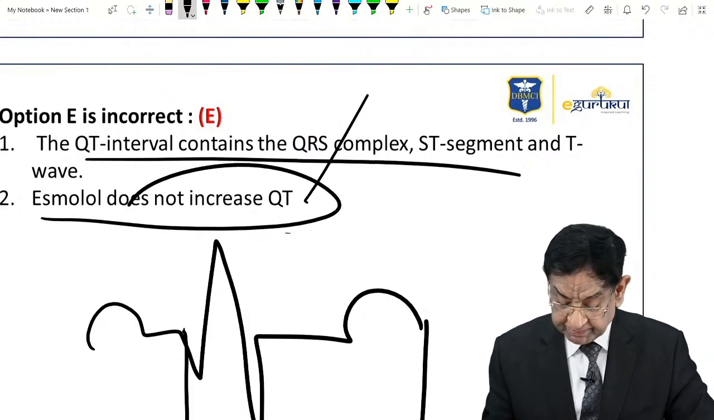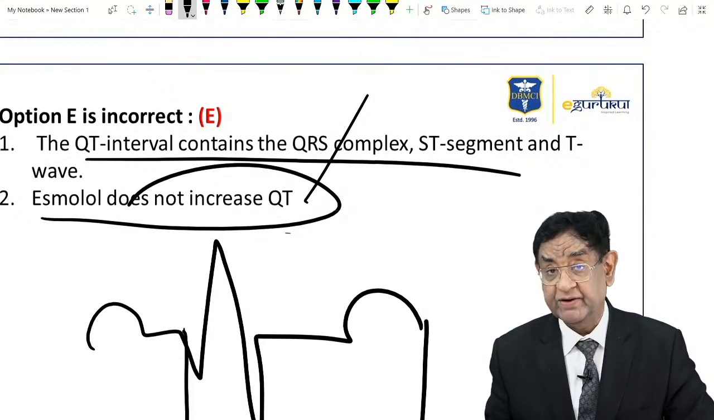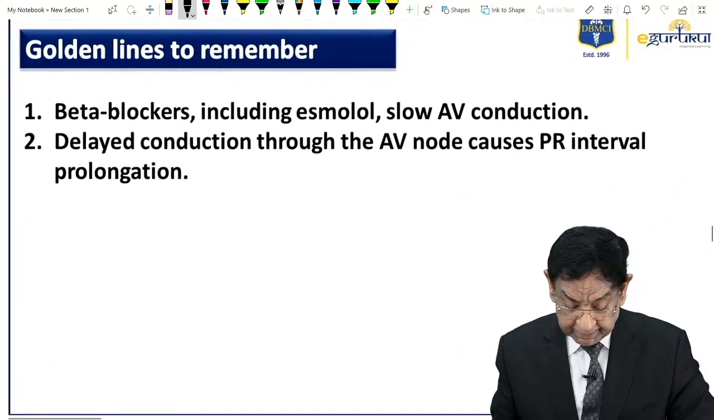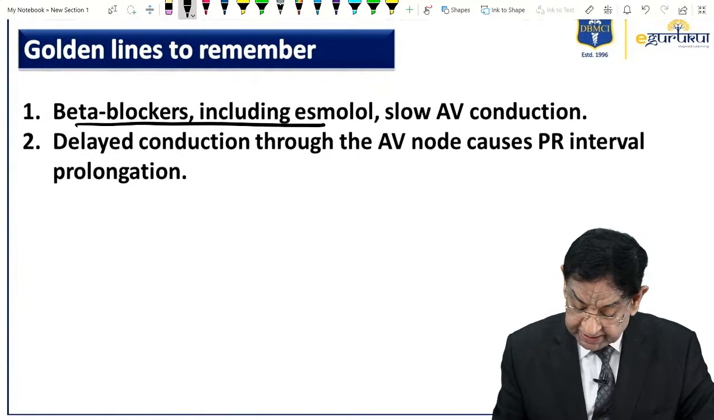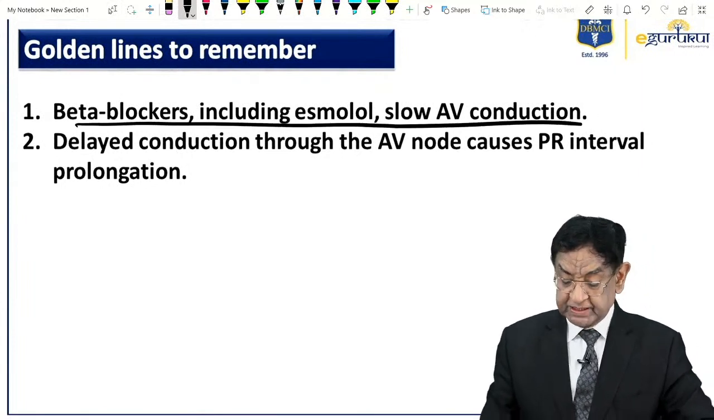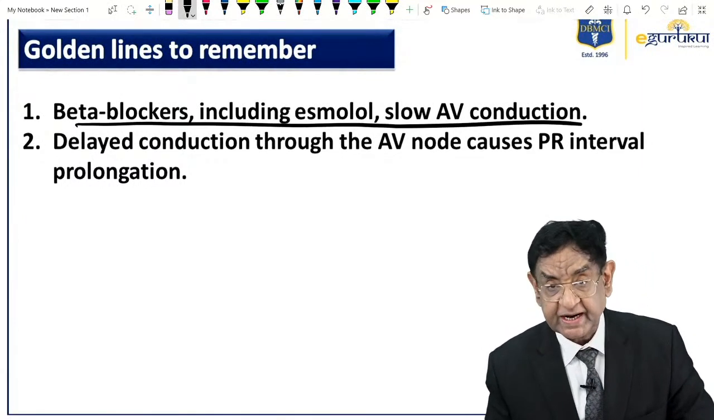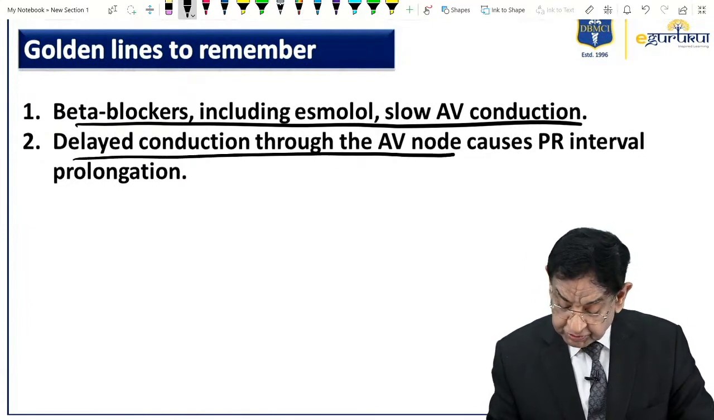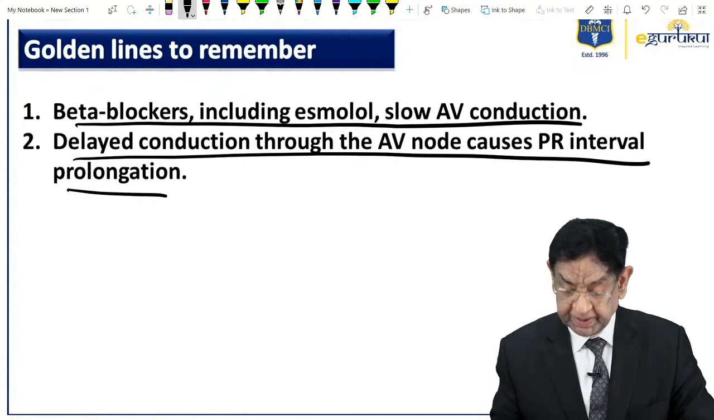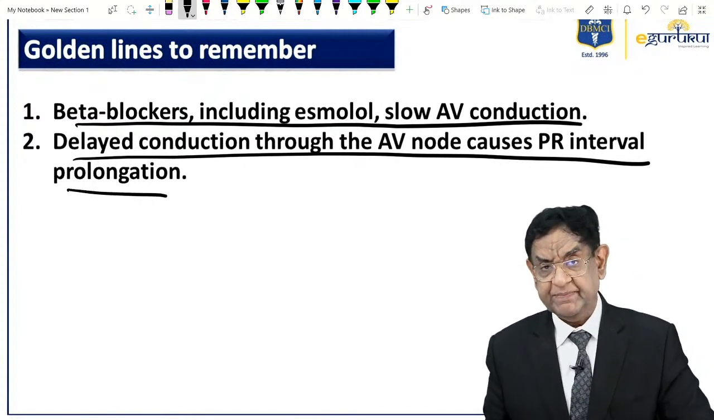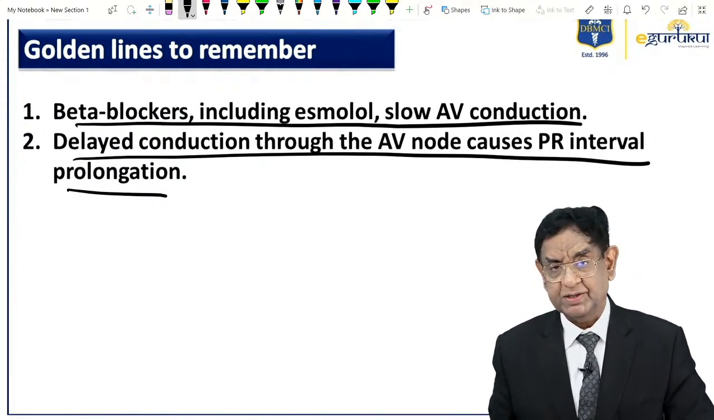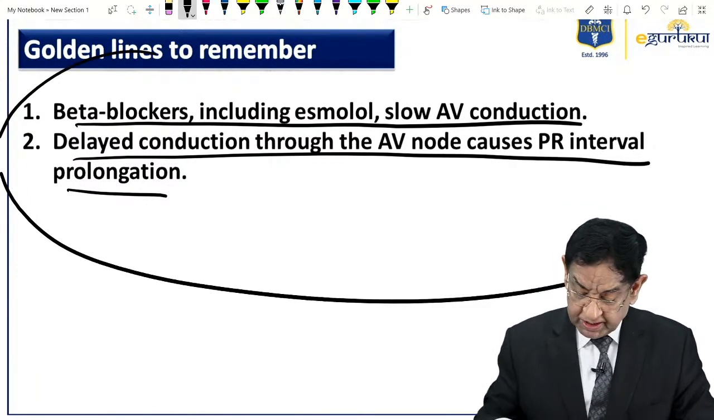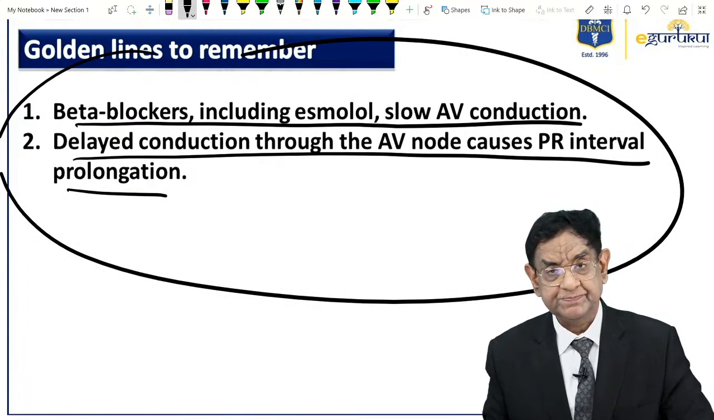The QT interval is affected by the class 1A and 1B drugs. So, golden line to remember: beta blockers, like esmolol, slow AV conduction. Delayed conduction through the AV node leads to a prolonged PR interval. That's the prime effect of beta blockers on the ECG. Golden line to remember.